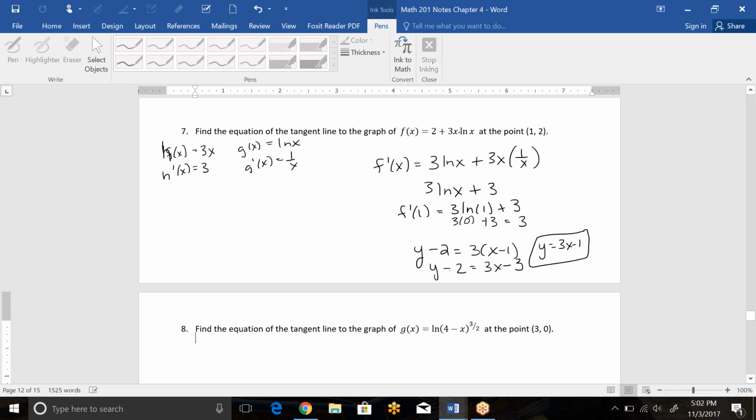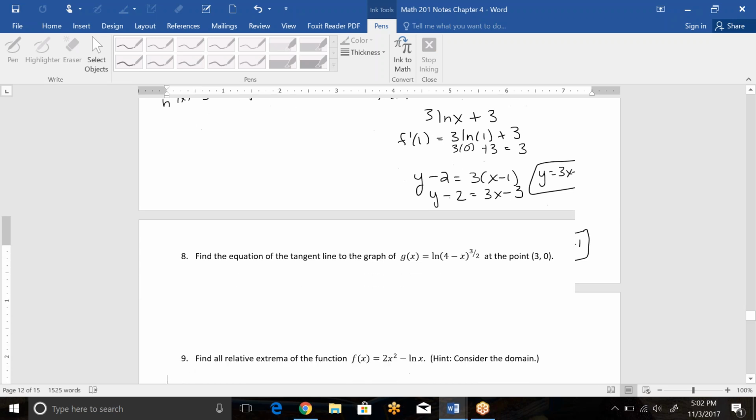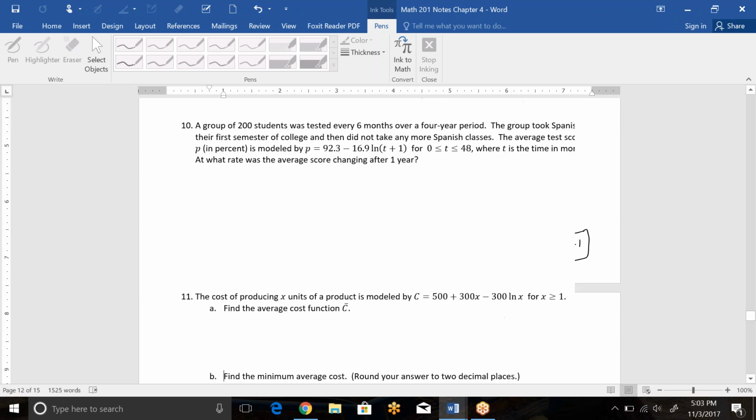The only other one we had left that we did not do in class was number 10. So this one is a group of 200 students was tested every 6 months over a 4-year period. The group took Spanish their first semester of college and then did not take any more Spanish classes. So they haven't been reviewing Spanish. The average test score P in percent is modeled by P equals 92.3 minus 16.9 natural log of T plus 1 for T between 0 and 48 months. At what rate was the average score changing after 1 year?